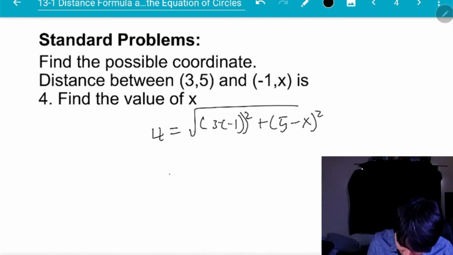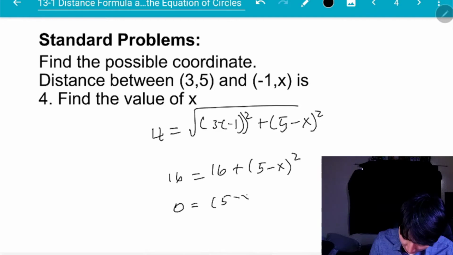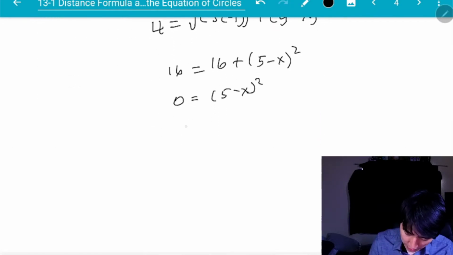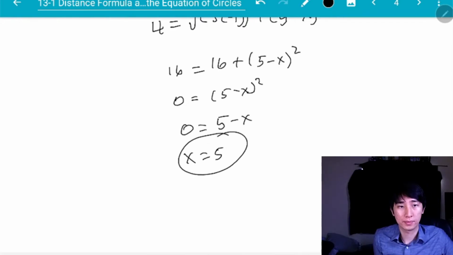So then we're going to get 16 equals 4 squared is 16 plus 5 minus x squared, and we solve. 0 equals parentheses 5 minus x squared. We square root both sides, so we're left with 0 equals 5 minus x, so that means x equals 5. Works out nicely. Okay, that's it.